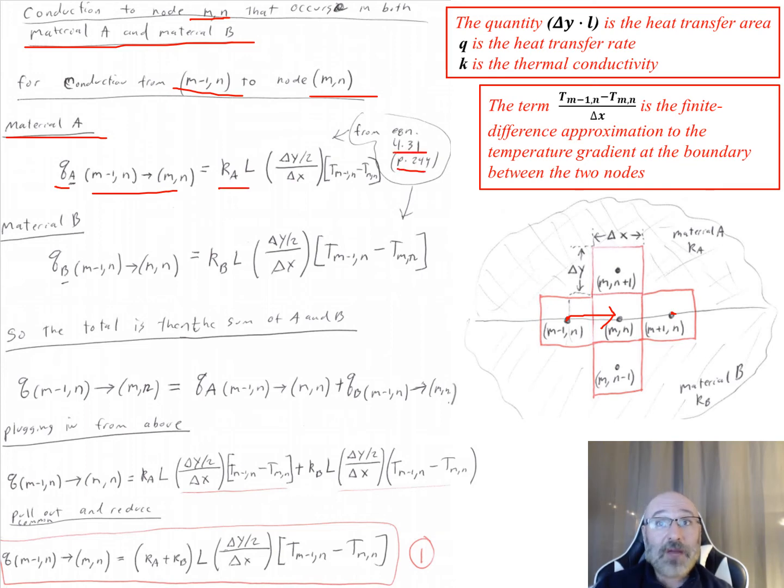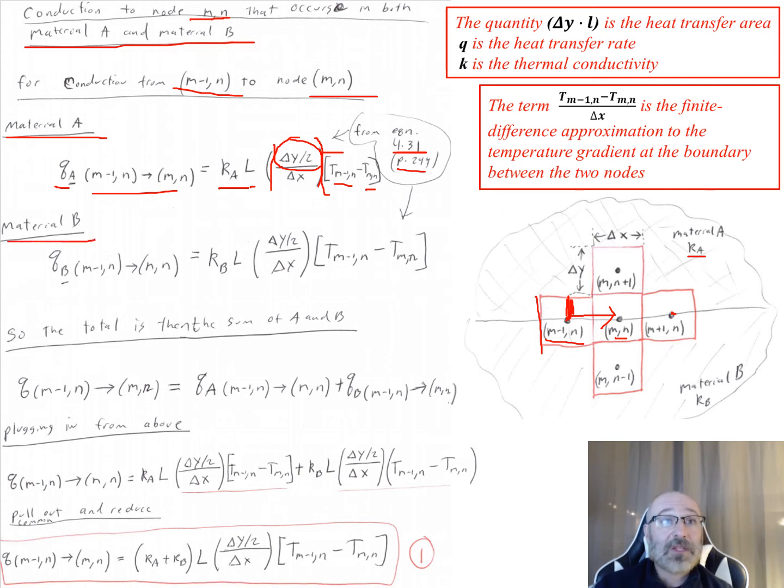Now we're plugging in for material A our thermal conductivity, K sub A, times that L, times delta Y over 2 over delta X, times the temperature difference between our M minus 1n node and our temperature at our center node. The difference here is this delta Y over 2. The reason is that if we look at that distance, this is a delta Y over 2 because the whole distance is delta Y. So for just material A it is delta Y over 2.